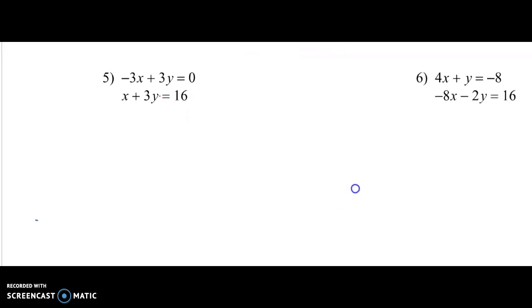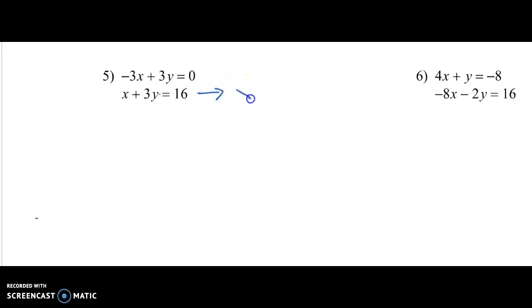Let's move on to example number 5. Again, we want to use the substitution method. But this time around, we do not have an equation that starts off y equals or x equals. We do not have an equation that has a variable isolated. However, if we take a closer look at the second equation, we can easily change that to x equals. So I'm going to rewrite that second equation where I'm going to subtract 3y from both sides. So now I have x equals negative 3y plus 16.